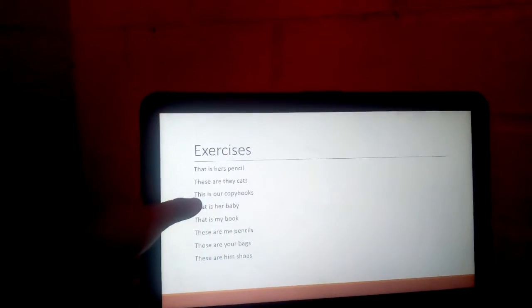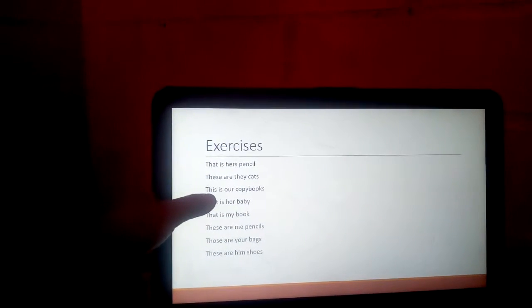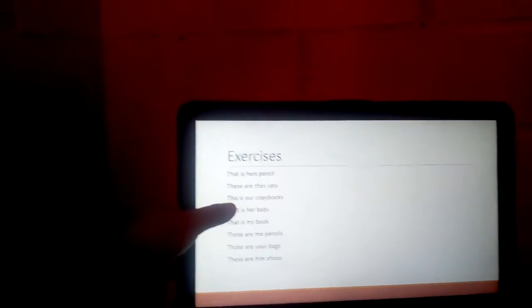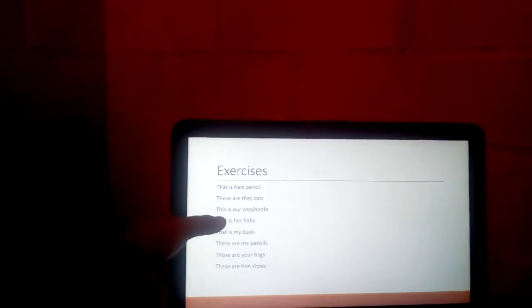These are, or no? Or those? It could be those. Okay. Those are our copybooks. Yes, very perfect. Good. Okay, next one.